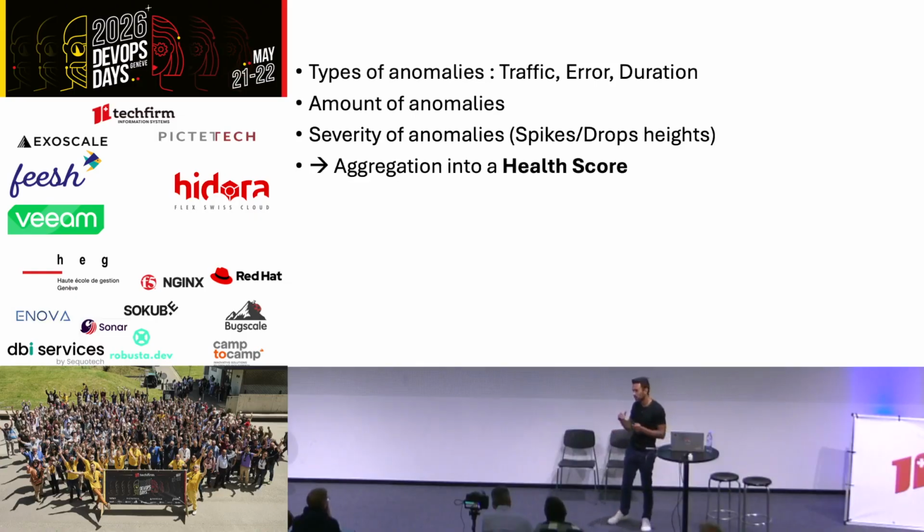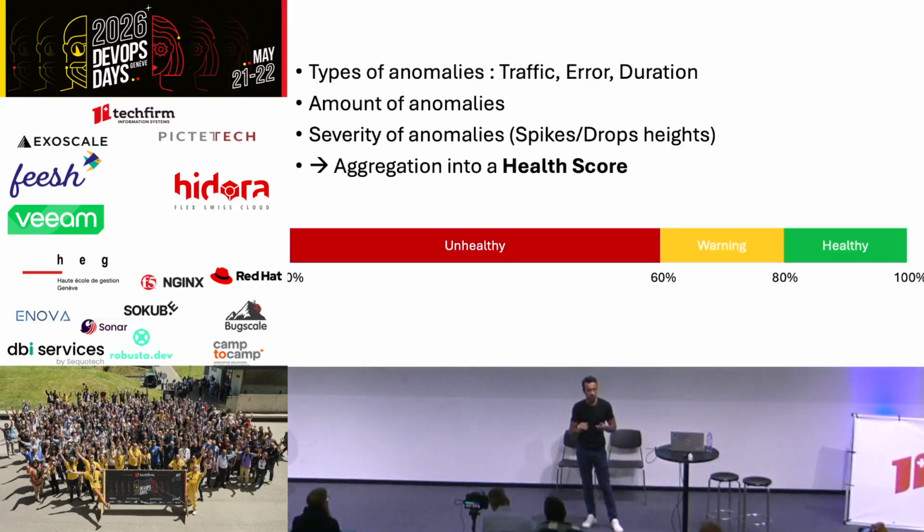So we have spent a fair amount of time tuning many different parameters to basically build a health score, and in our context, we have defined it as a score between 0 and 100. You have unhealthy, warning, healthy with some thresholds. The idea is that when we receive anomalies for a given function, based on different parameters such as the type, the amount, etc., we can build a health score between 0 and 100% and give a state to each function. All right, so now we have a state for each function.